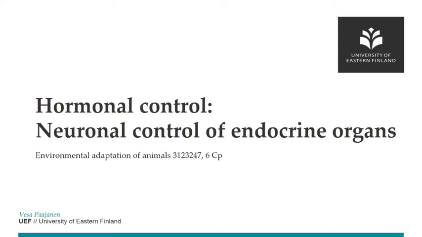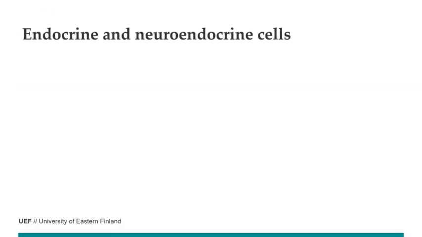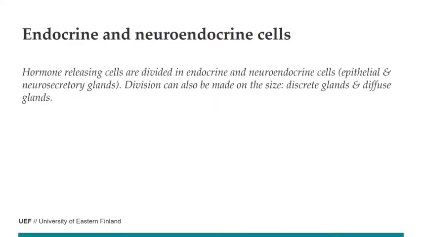Now we will continue on the hormonal control of the body and see what kind of interaction we have between different endocrine organs. Previously, we already learned that we have two kinds of cells that are releasing hormones. We have endocrine cells and we have neuroendocrine cells. And besides this division, we can also divide the endocrine organs by their size.